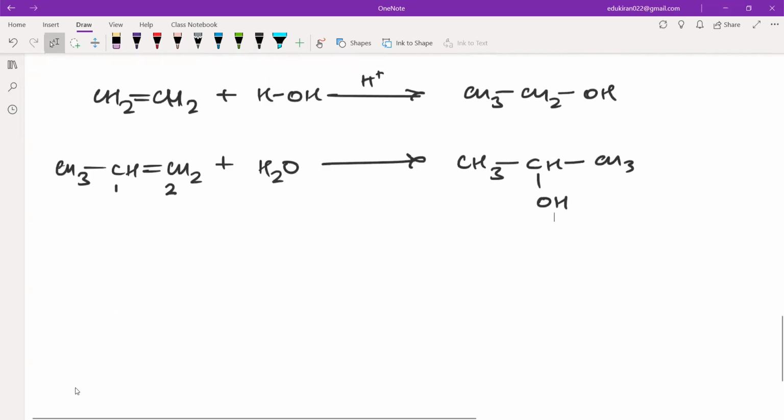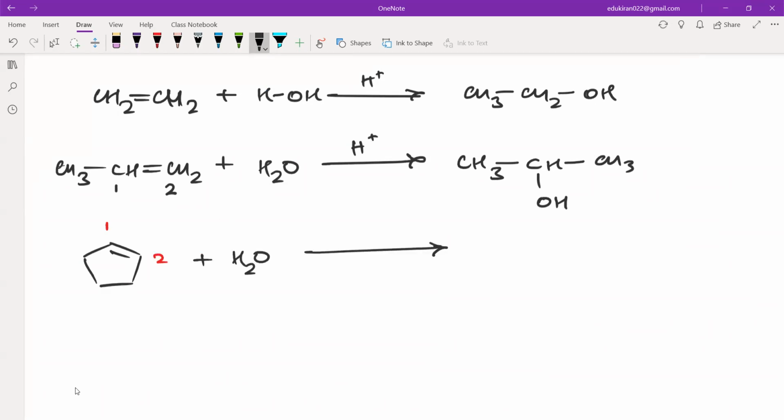Okay. Now I'm asking you a few questions. Tell me, in the first carbon or the second carbon, where will the OH attach? You have to count the number of hydrogens. How many hydrogens in the first carbon? One. Okay, and in the second one, how many? One. So OH will attach on any, na? Yes or no? Yes, sir. It's not going to make any difference. It's going to attach on any of the carbons.